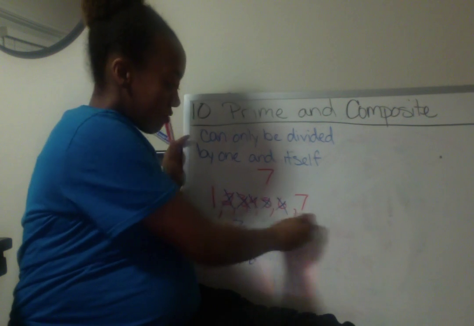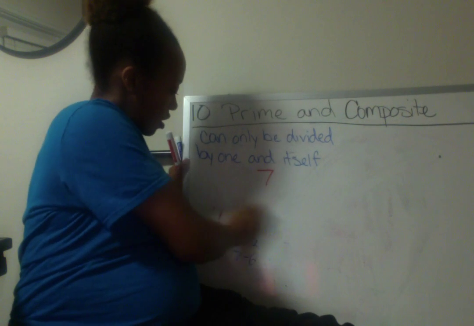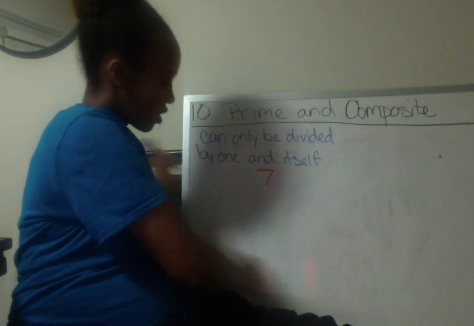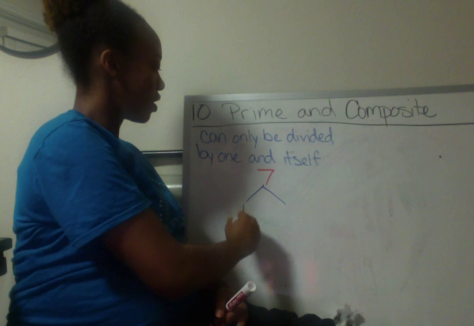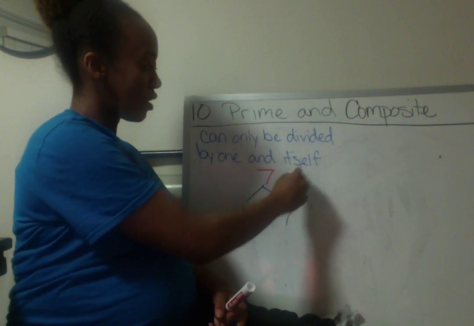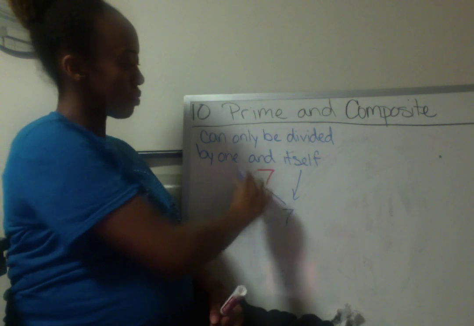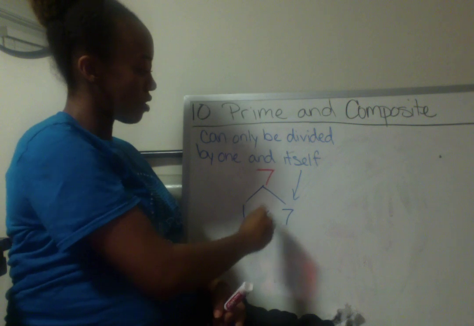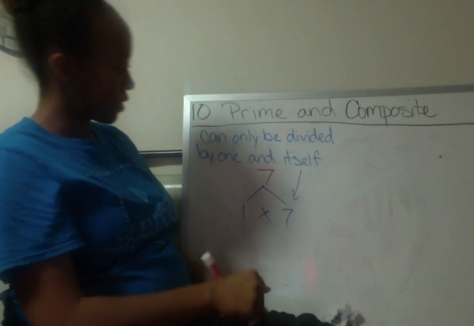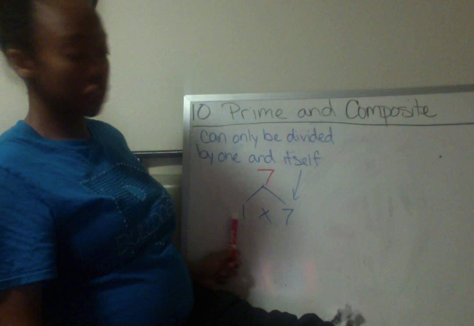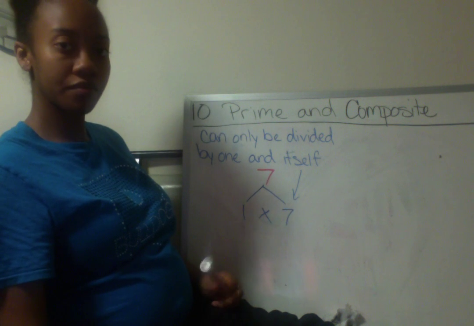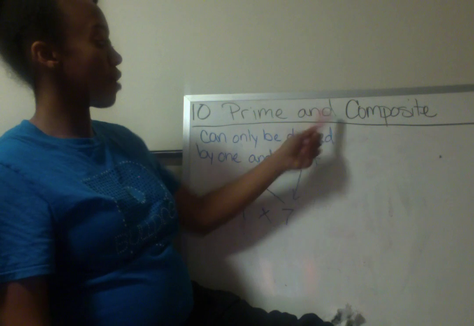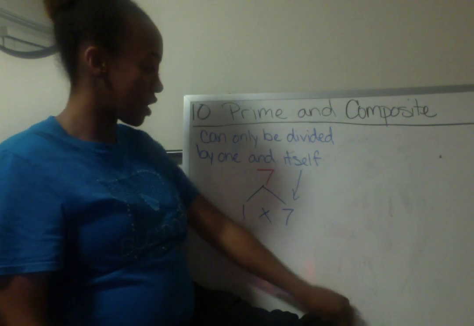So, in terms of factors, the only factors for 7 are 1 and itself, itself meaning 7. Whatever number you're starting with, those are the only two factors I can multiply to get that number. So we're dealing with prime and composite. You're looking at multiplication and division.